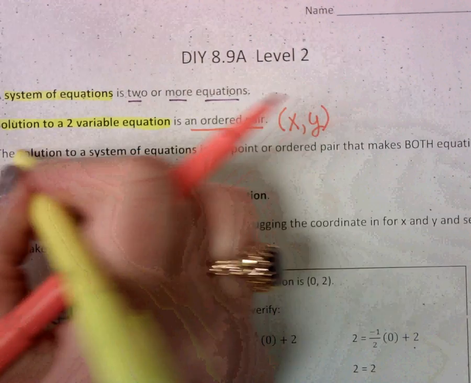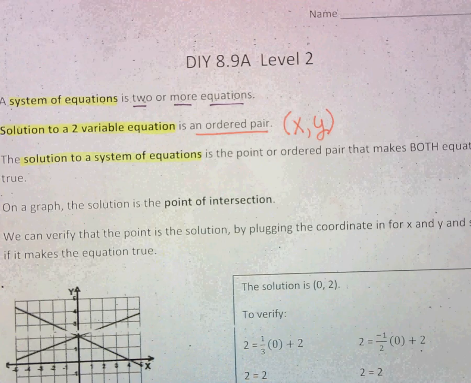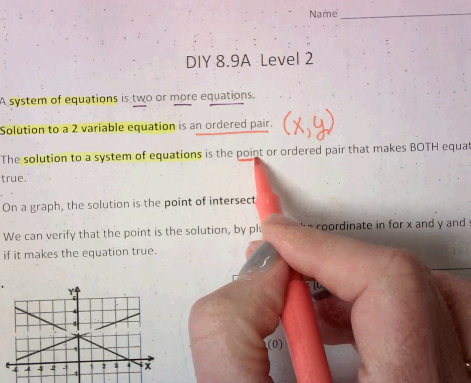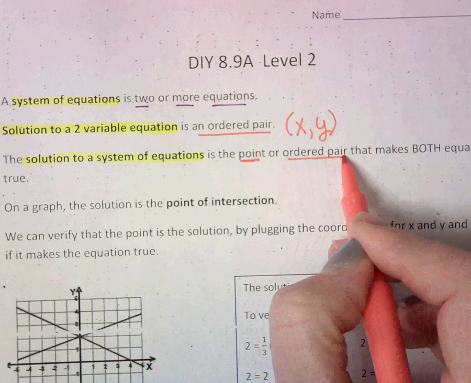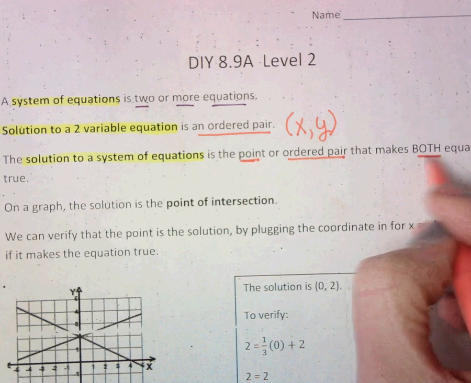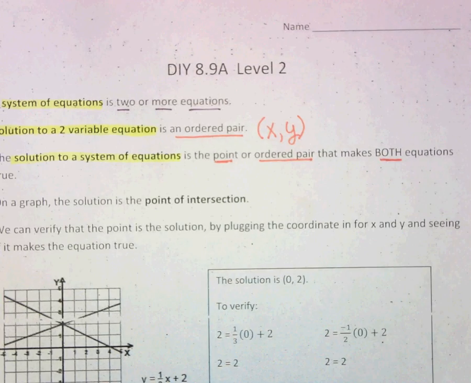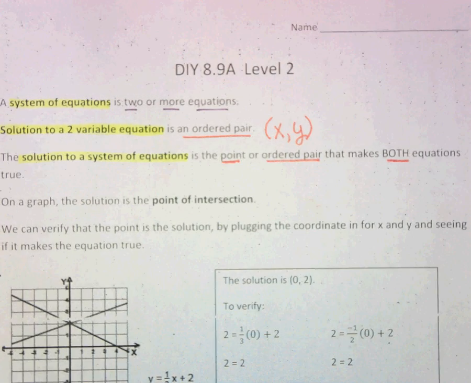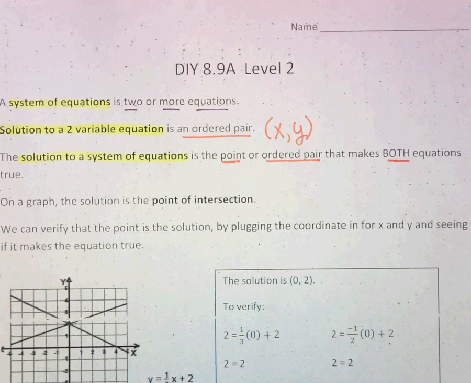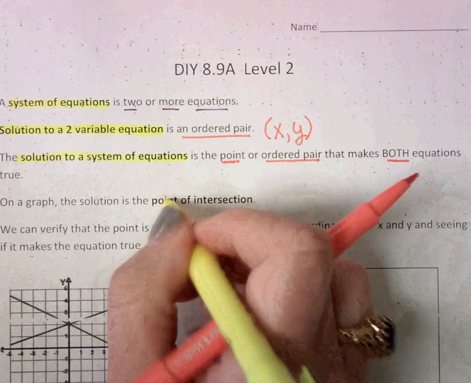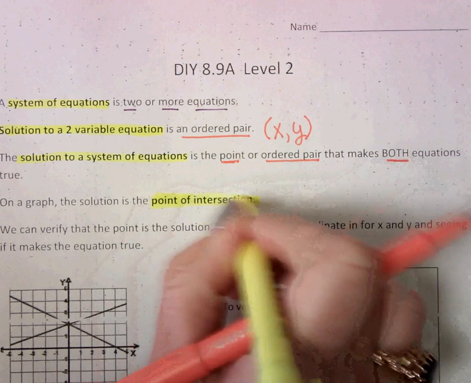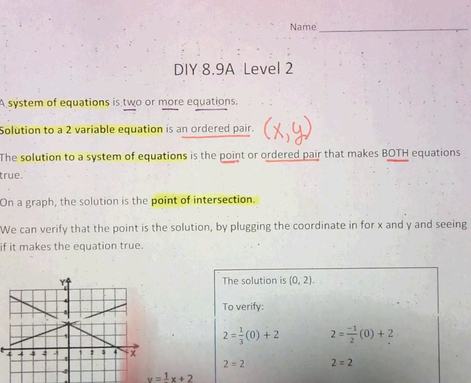The solution to a system is very simple. It's the point or ordered pair that makes both equations true. That's what a solution is. A solution means it solves the equation, it makes it true. So if an ordered pair is a solution to both equations, it has to make both equations true. And on the graph, the solution is simply the point of intersection.